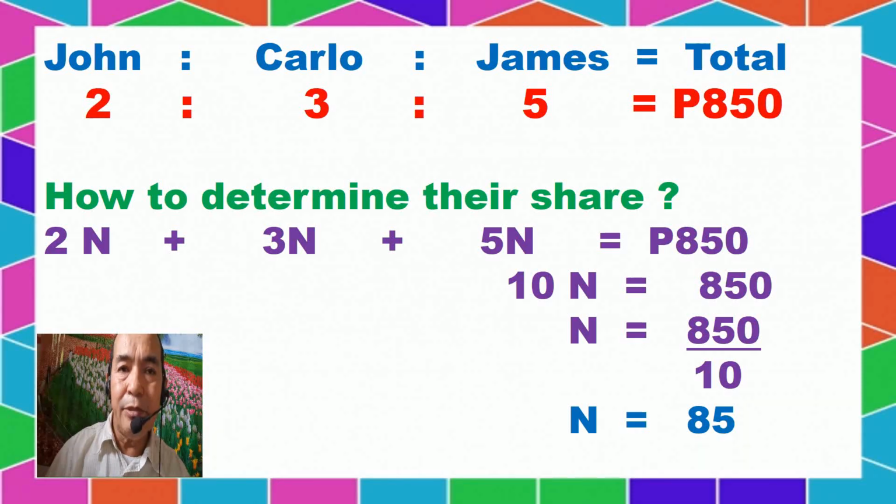So how to do it in shortcut? We cross out the 0. What is left is 85/1. When you divide numbers by 1, the result will still be the same. So we have 85 as the value of n.